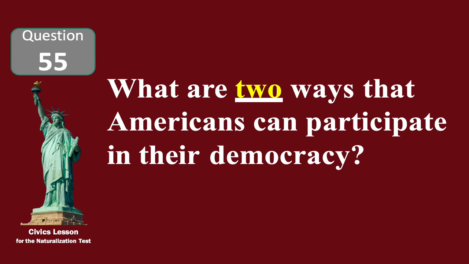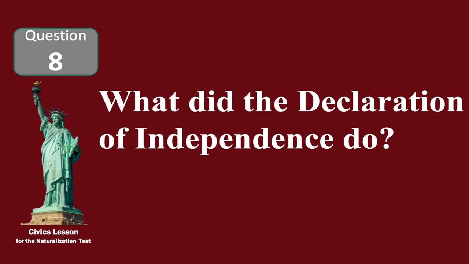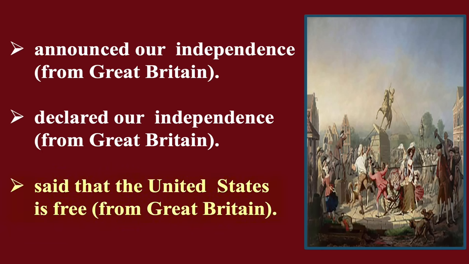What are two ways that Americans can participate in their democracy? Vote and join a political party. What did the Declaration of Independence do? It said that the United States is free from Great Britain.